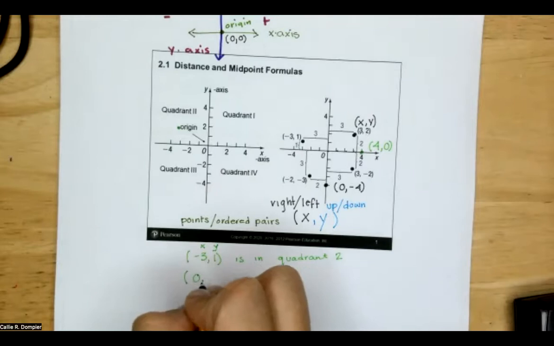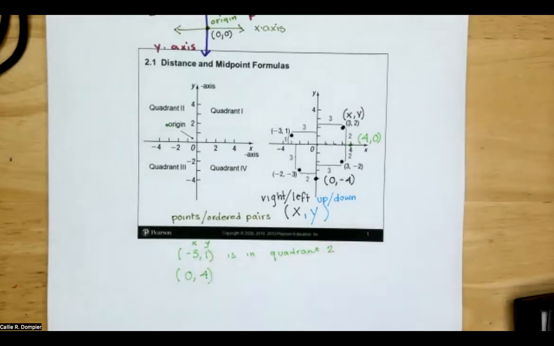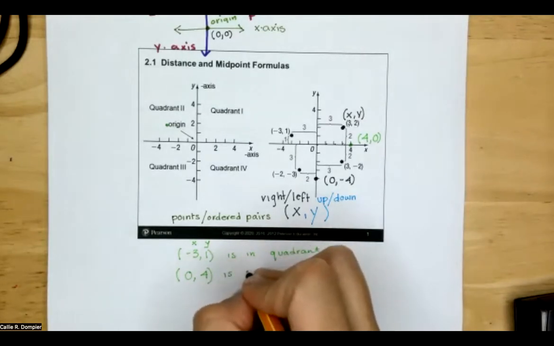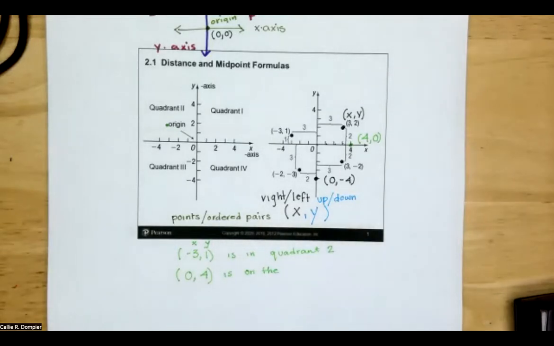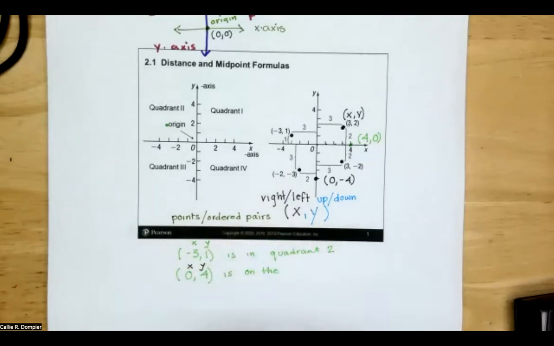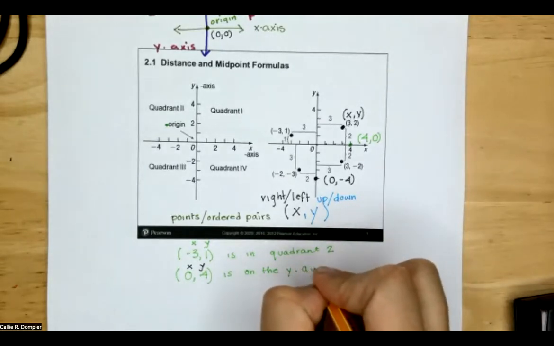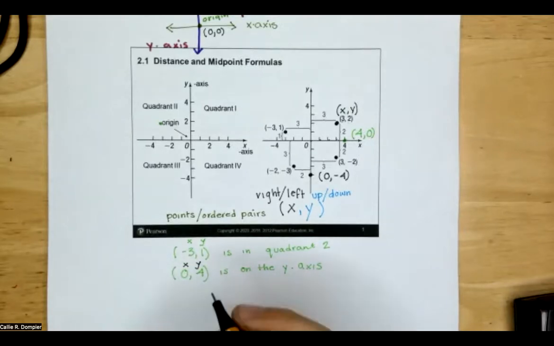So the point (0, 4), which we already talked about. Oh, no, we talked about (0, -4). (0, -4) is not in any quadrant. We just say it's on an axis. (0, 4) is on the, what do you think, x axis or the y axis? X is equal to 0, but it's actually on the y axis. When x is equal to 0, it's on the y axis.